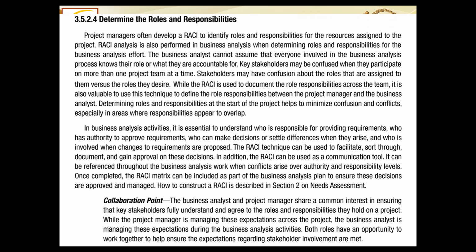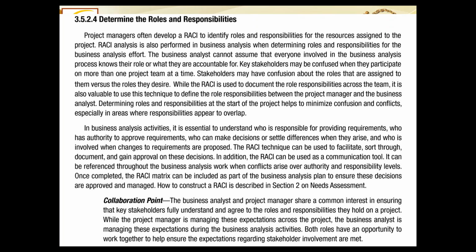So this RASI technique can be used to facilitate, sort through, document, and gain approval on these decisions. In addition, the RASI can be used as a communication tool. It can be referenced throughout the business analysis work when conflicts arise over authority and responsibility levels. Once completed, the RASI matrix can be included as part of the business analysis plan to ensure these decisions are approved and managed. How to construct a RASI?